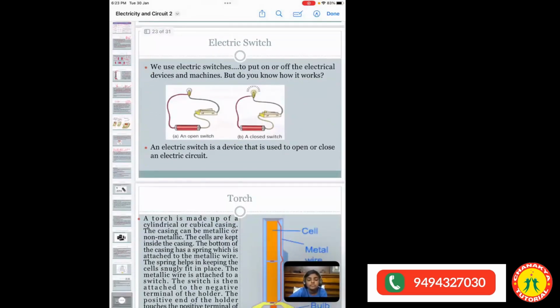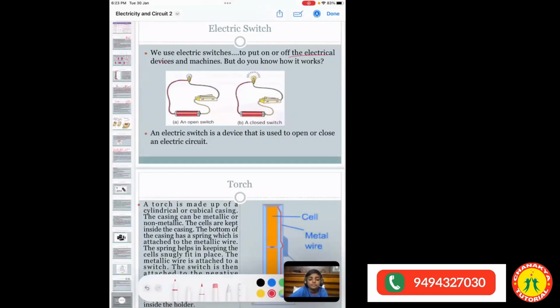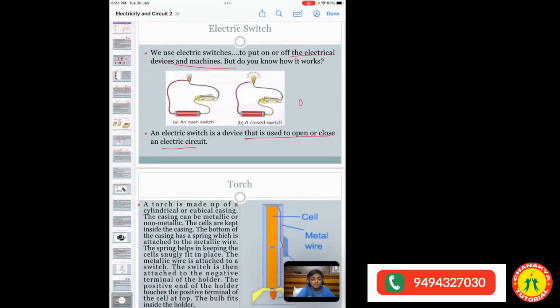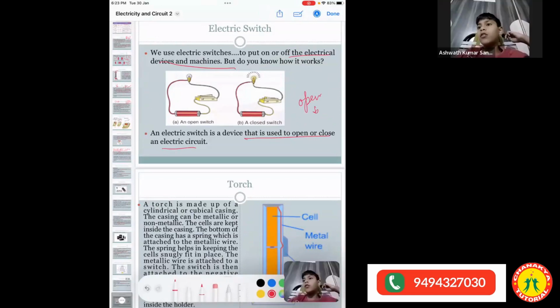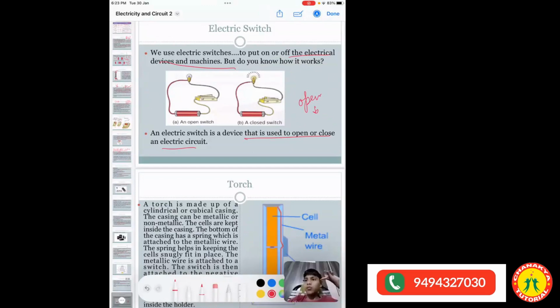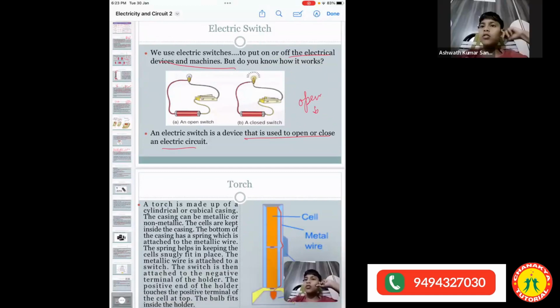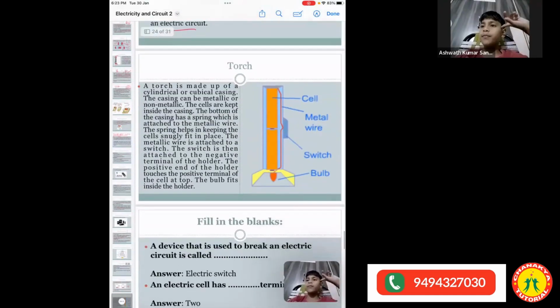So we use electric switches to put on or off the electrical devices and machines, but do you know how it works? It is used to open or close the electric circuit. So as soon as we switch on, the circuit will be closed, and when we turn it off, it will be open.